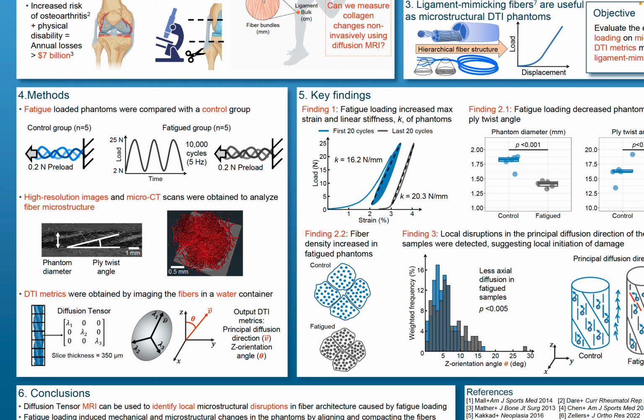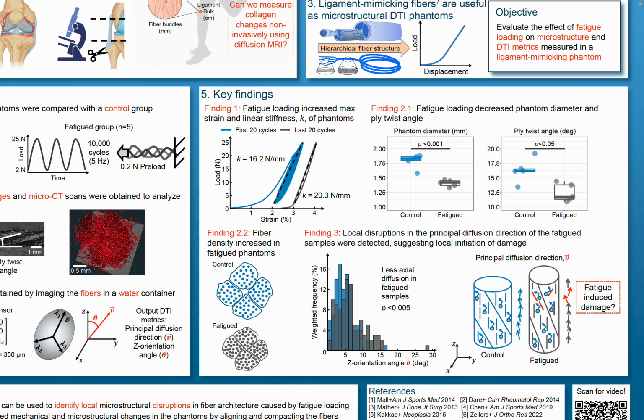of 5 phantoms. We collected the mechanical data for the fatigue loading, and after that, we obtained high-resolution images and micro-CT scans of both groups of phantoms to obtain measures of fiber microstructure in the phantoms. After that, we submerged the samples underwater and conducted diffusion tensor imaging to obtain the principal diffusion direction on the phantoms, which is the direction of preferred water diffusion in the material, and the Z orientation angle, which is the angle between the principal diffusion direction and the main axis of the phantoms.